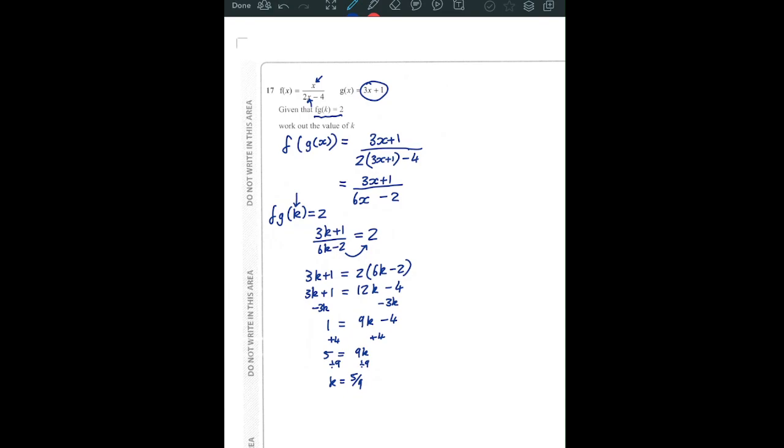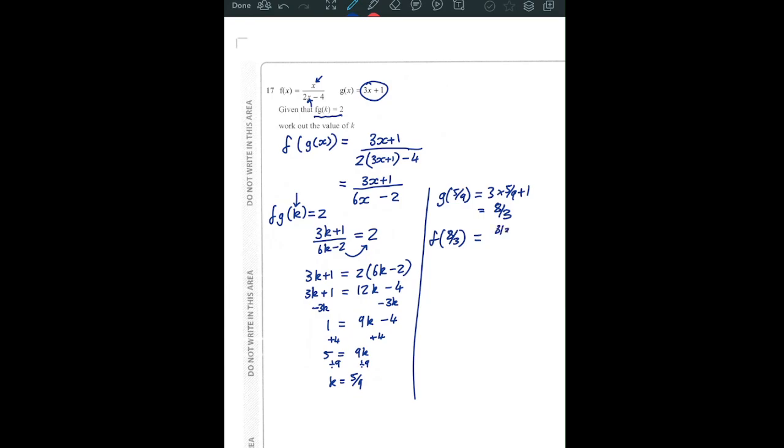So I'll do that in my calculator. I'll do 3 times 5/9 plus 1. So I'm doing G of 5/9. 3 times 5/9 plus 1. The calculator tells me that's 8/3. And then I'm going to put that answer into F and see what happens.